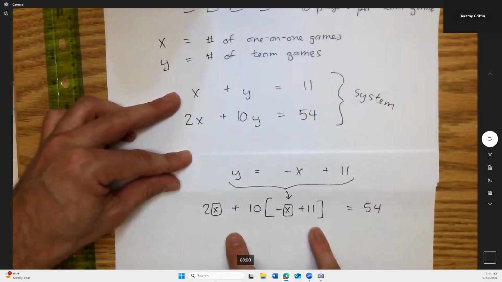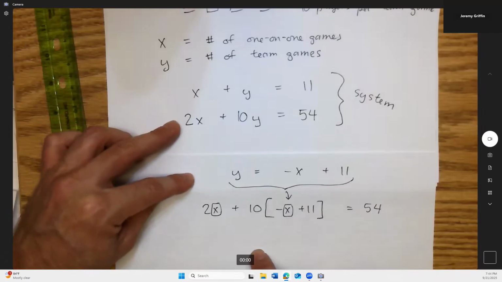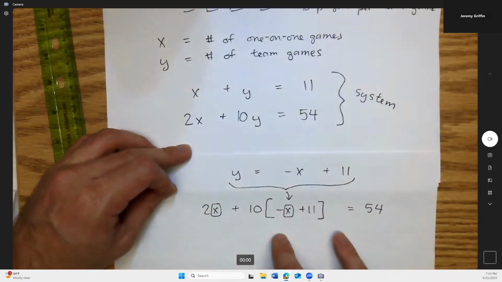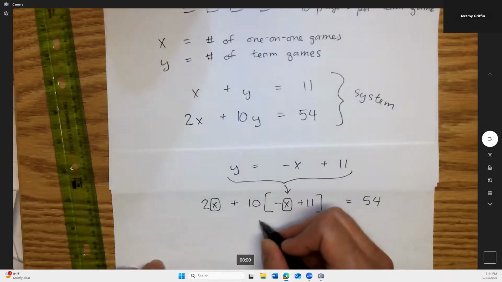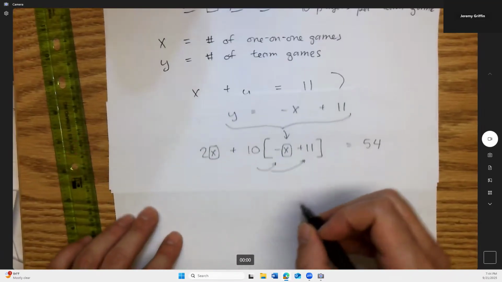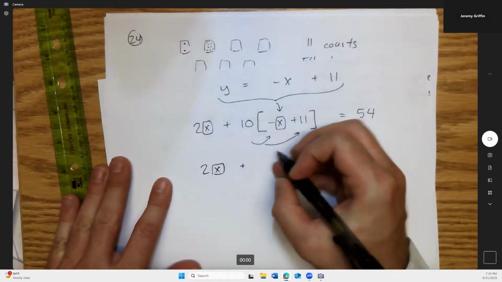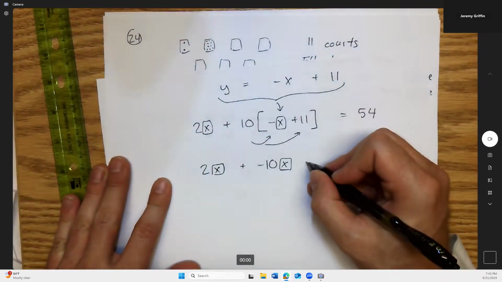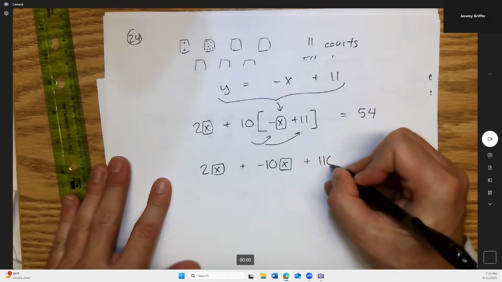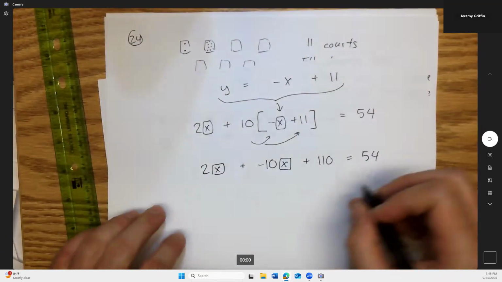Take this one and rearrange it, got this. Substitute that into this y value right here. So this is y, right? Okay, so now I can solve for x. I have to distribute that 10. So I'm getting 2x plus, oh, -10x. That's interesting. Plus that would be 110, wouldn't it? Equals 54.